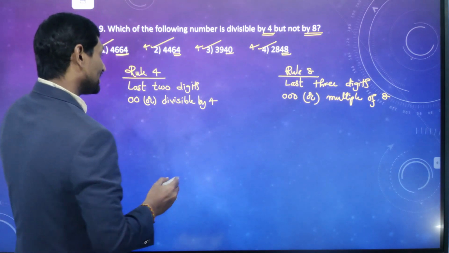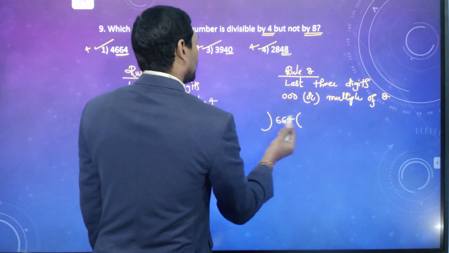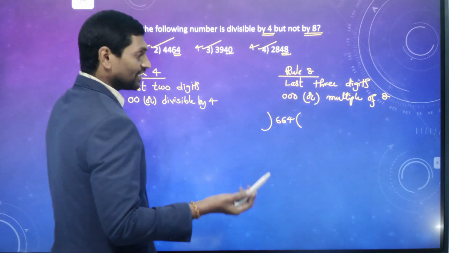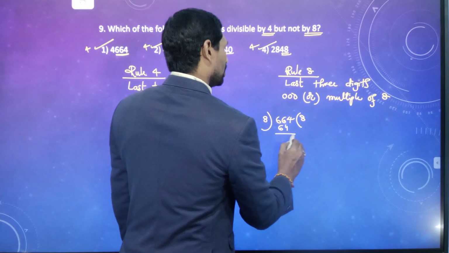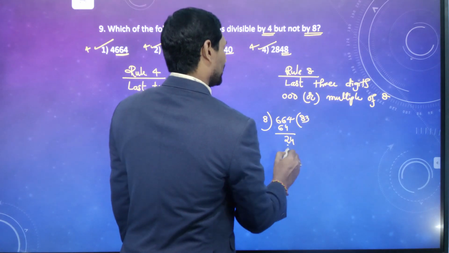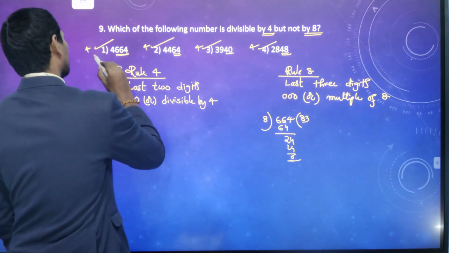664. Is 664 divisible by 8 or not? Let us check. 664 is exactly divisible by 8 because 8 8s are 64, 2 remains, 4 down, 8 3s are 24, remaining 0. So the last 3 digits are divisible, which means it is also divisible by 8.